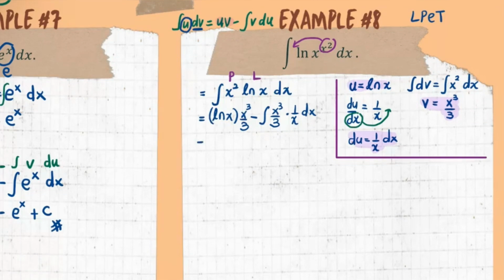Hanya salin sahaja. So saya letak X cube kat depan lah. X cube ln X over 3 minus, okay, X cube over 3 multiply by 1 over X. So this kita boleh simplify dia kepada X cube bahagi X, kita akan dapat X square. So saya factorize 1 over 3 and I am going to integrate just X square dx. Okay, simplify dahulu, lepas tu baru kita boleh integrate.